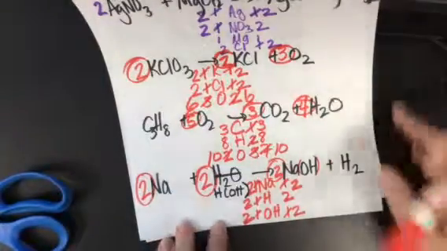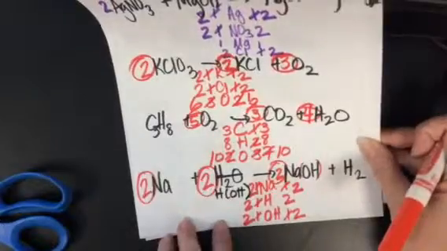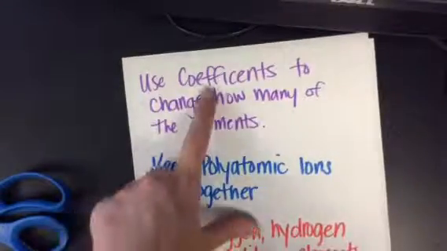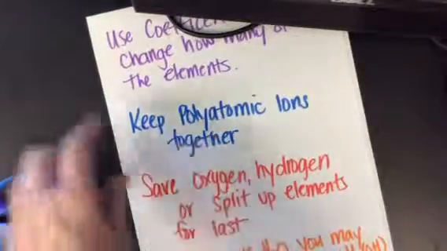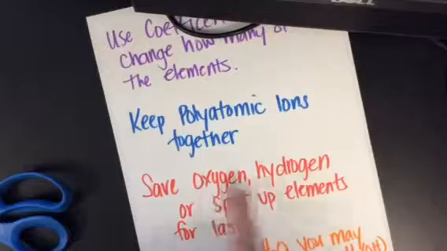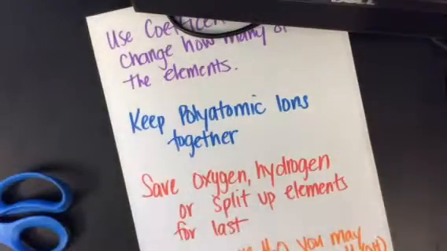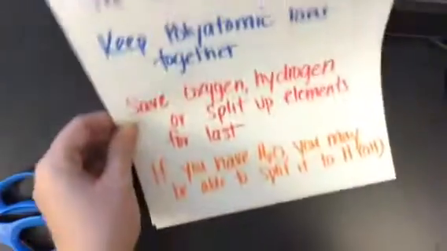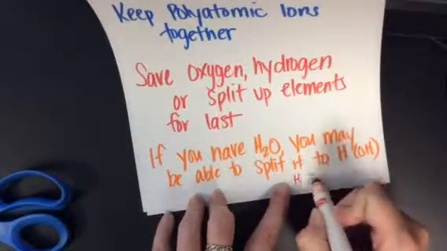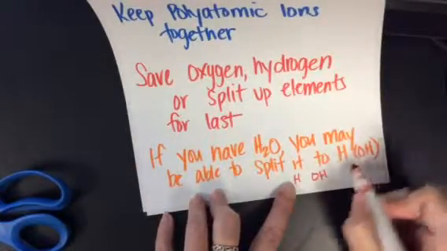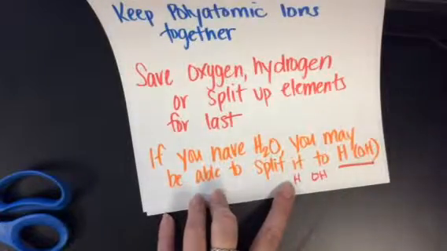So hopefully that clarifies anything that you need to do with balancing equations and just following all of these rules. Use coefficients to change how many of each of the elements. Keep your polyatomic ions together. Save your oxygen, hydrogen, or split up elements for last. And if you have water, you're going to look at the other side to see if you have hydrogen and hydroxide. If you do, split it up into HOH.